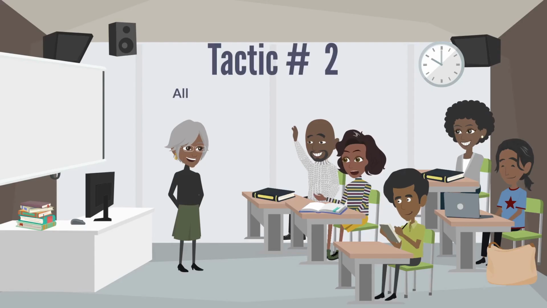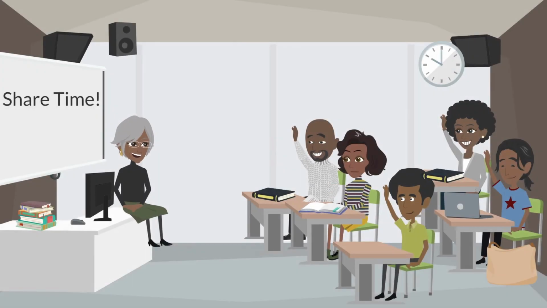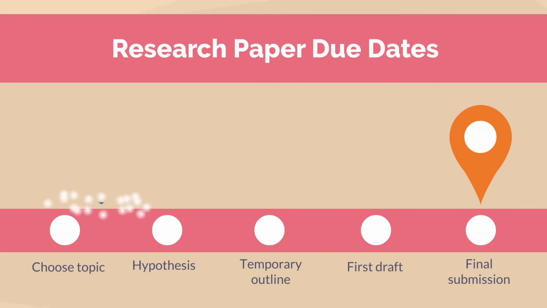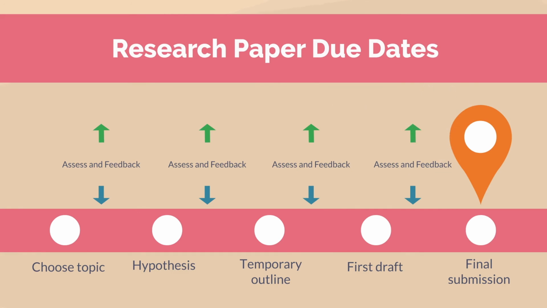Number two, allot time for feedback on the front end of the assignment. Sparing 3 minutes or so at the end of a class when an assignment is introduced can make a world of difference. Number three, for complex assignments, use interval dates. They help students avoid procrastinating and allow you opportunities to assess their work and provide valuable feedback along the way.